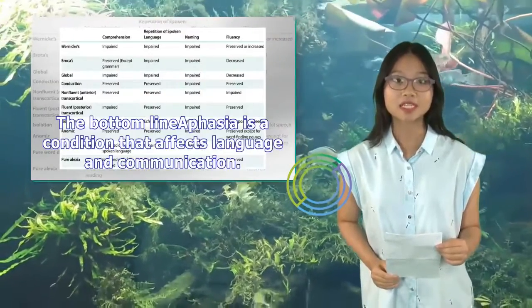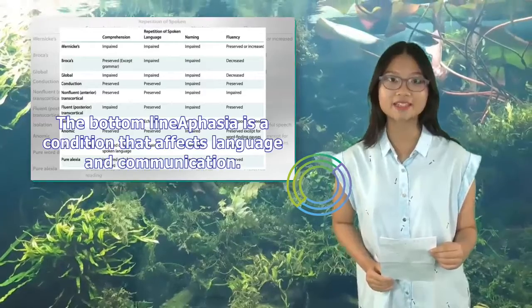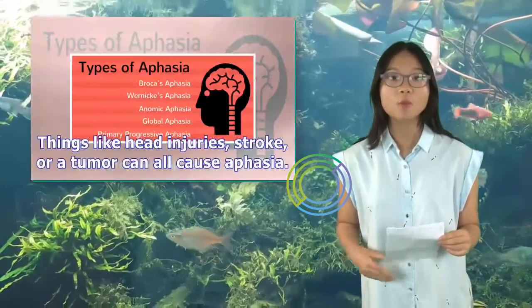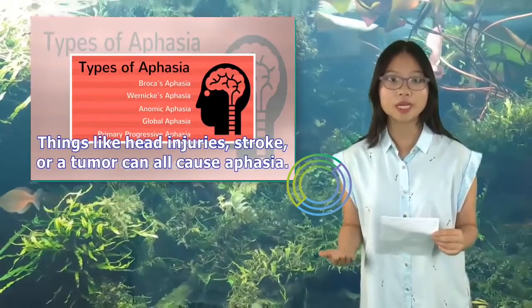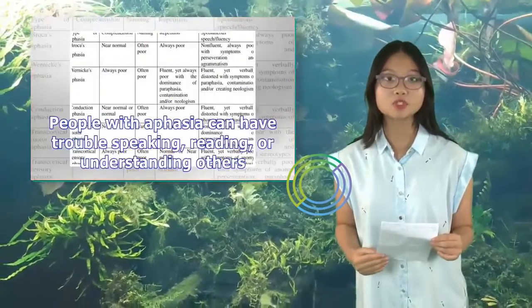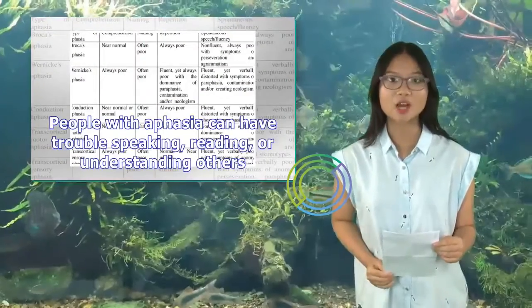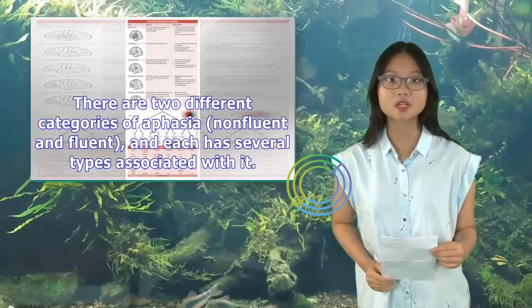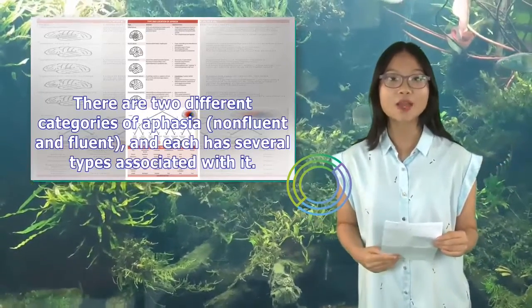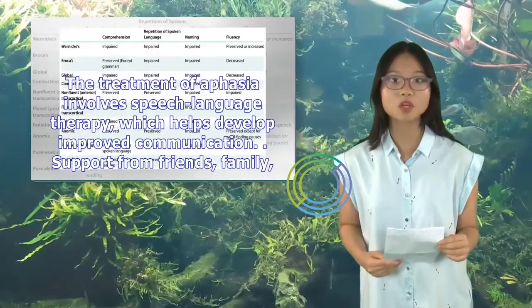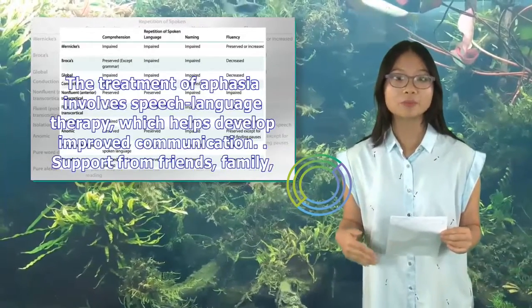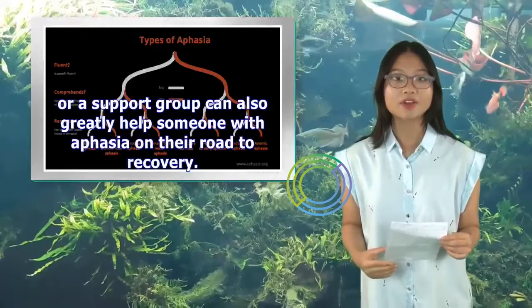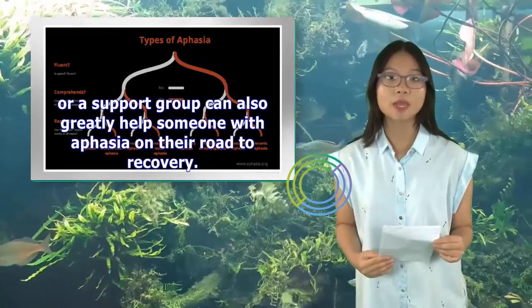The bottom line: aphasia is a condition that affects language and communication. It results from damage to the areas of the brain that are important for these skills. Things like head injuries, stroke, or a tumor can all cause aphasia. People with aphasia can have trouble speaking, reading, or understanding others. There are two different categories of aphasia, nonfluent and fluent, and each has several types associated with it. The treatment of aphasia involves speech-language therapy, which helps develop improved communication. Support from friends, family, or a support group can also greatly help someone with aphasia on their road to recovery.